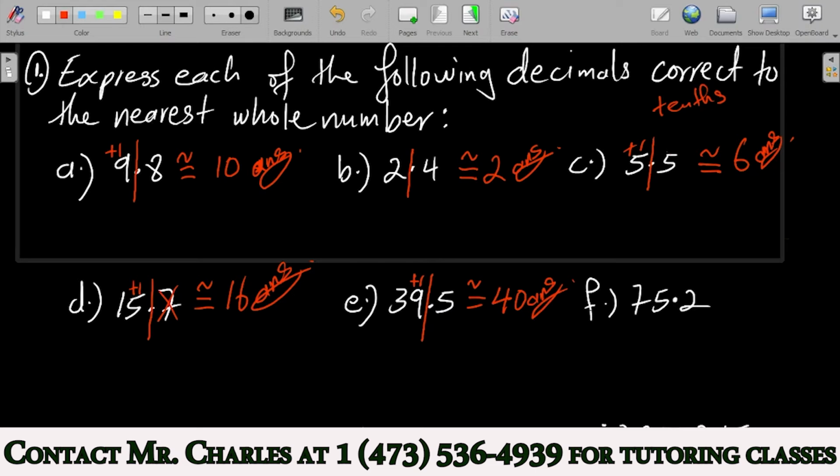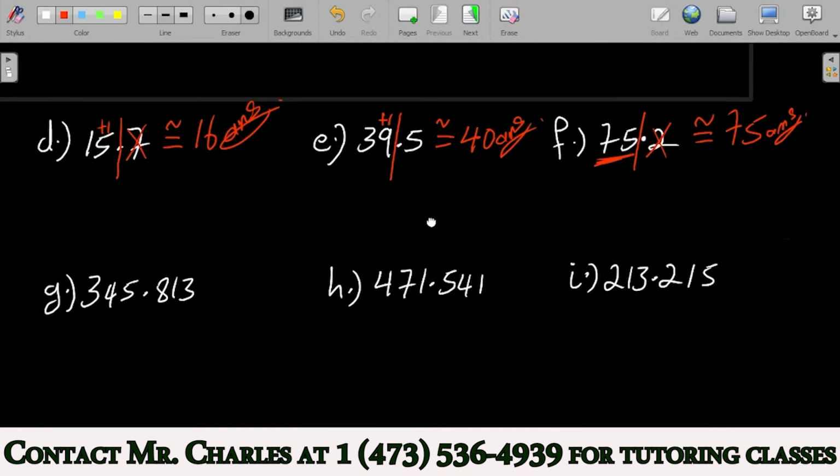Now F is 75.2. The digit in the ones place is 5, and the digit in the first decimal place is 2. So our line comes between the 5 and the 2, and the 2 in the first decimal place is less than 5, so we just drop it and we keep the 75. So our answer is approximately equal to 75. Let us look at G.